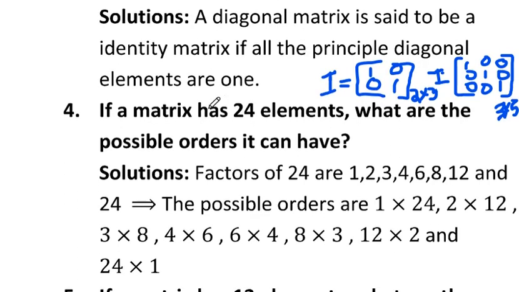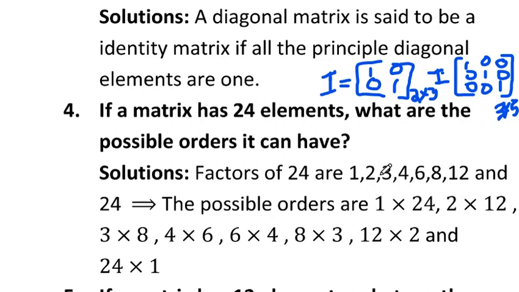See the next question. It is very simple. If a matrix has 24 elements, what are the possible orders it can have? First you have to find all the factors. Factors of 24 are 1, 2, 3, 4, 6, 8, 12 and 24. And you have to write all the possible orders. 1 cross what is 24? 1 into 24 is 24. Therefore 1 cross 24. 2 cross 12, 2 into 12 is equal to 24, right?